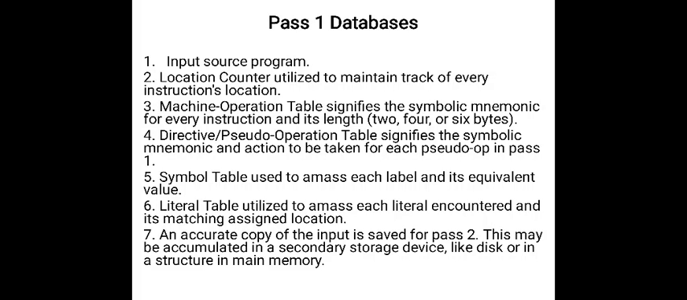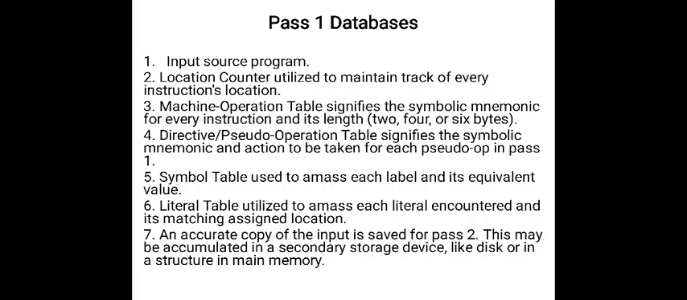I'll just revise that the first thing, for doing the work in pass 1, is that we should have an input source program. Once we get the input source program, the important thing is that we need to initialize the location counter value. The location counter is utilized to keep track of every instruction's location, which is needed for the processing of every instruction in pass 2 also. Then we need the MOT, the machine operation table, which signifies the symbolic mnemonic for every instruction and its associated length, which may be 2 bytes, 4 bytes or 6 bytes and so on.